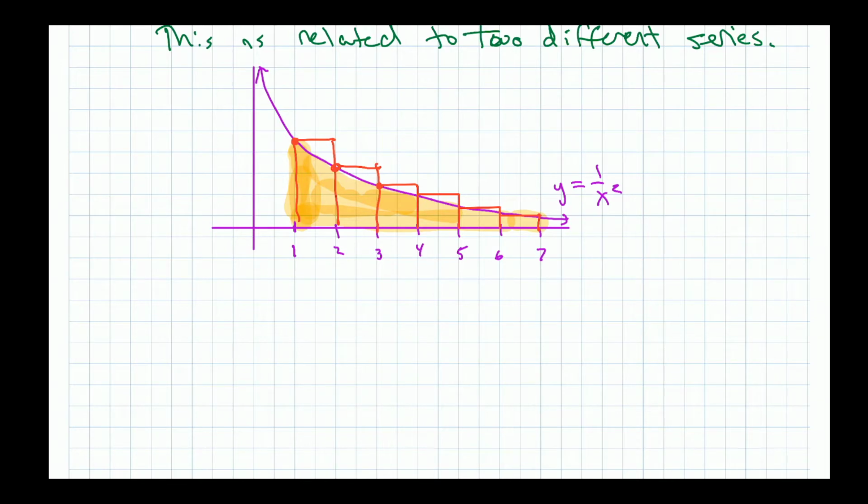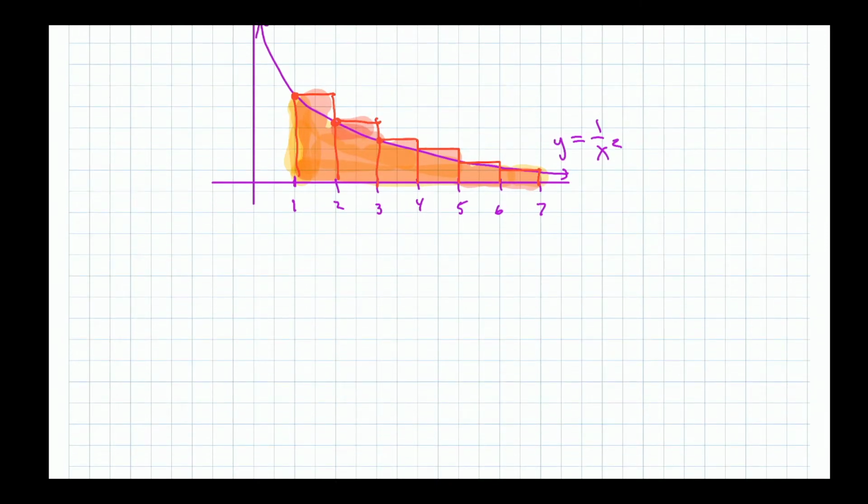So the idea is I just drew some rectangles. They have their own area. If you calculate the area of the rectangles, it is as follows. The first rectangle has a width of 1 and a height of 1 over 1 squared. The second rectangle, the height is when you plug a 2 into the function, so the height is 1 over 2 squared, and the width is still 1. The third one has a height of 1 over 3 squared, and the width is 1, and so on, right?